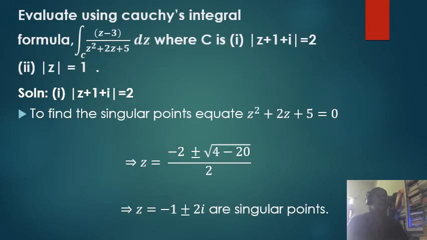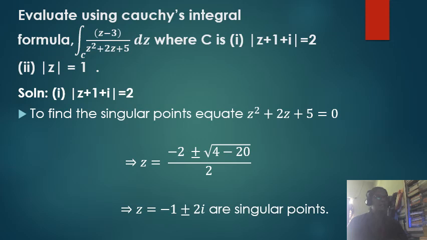Next problem: evaluate using Cauchy integral formula the integral over C of z minus 3 by z square plus 2z plus 5 dz, where the circle is given as modulus of z plus 1 plus i equal to 2, and another circle is modulus z equal to 1. So first let us take the circle modulus of z plus 1 plus i equal to 2. Here the center is minus 1 comma minus 1 and the radius is equal to 2, and let us find the singular points just by equating the denominator to 0.